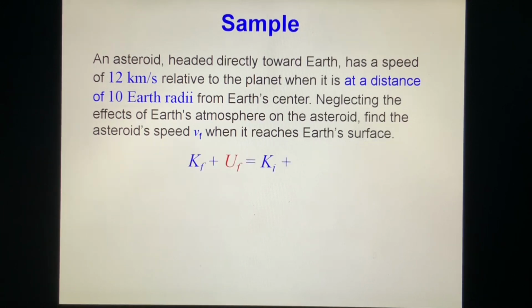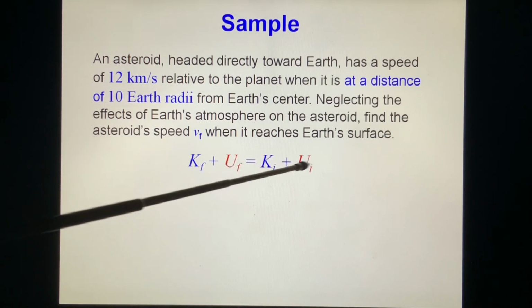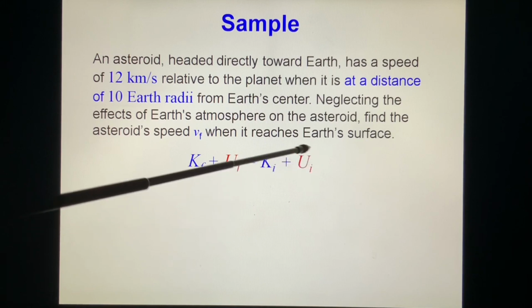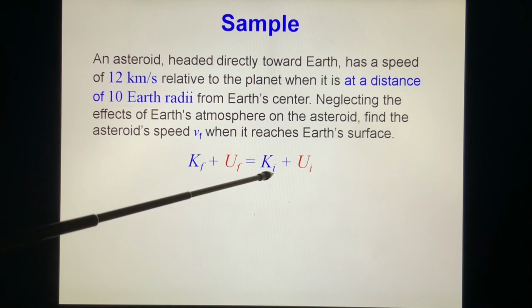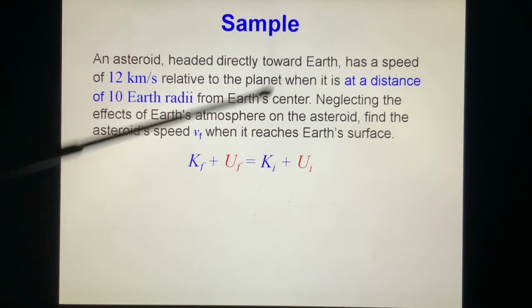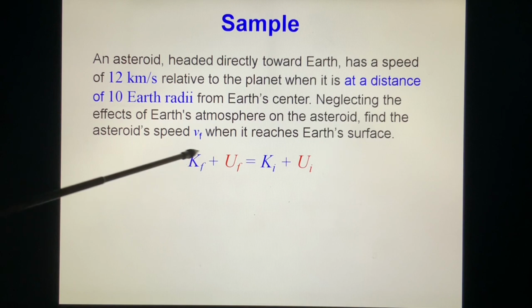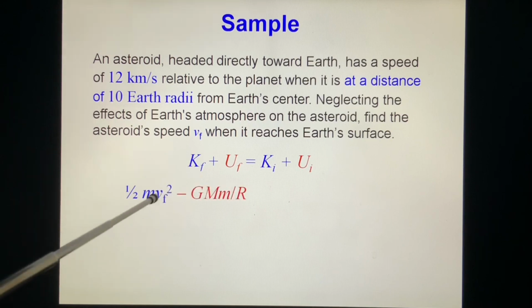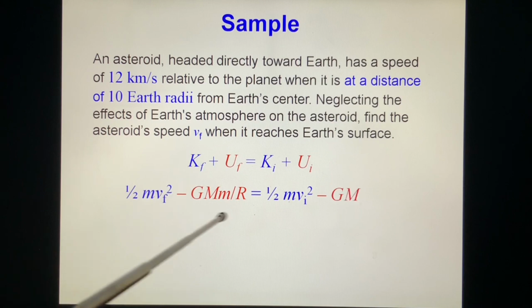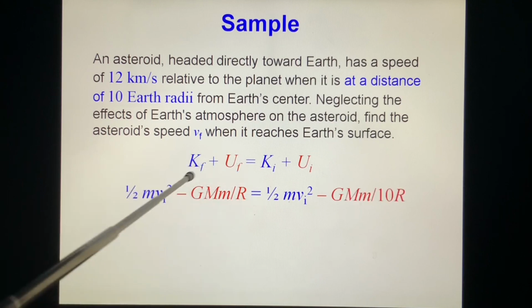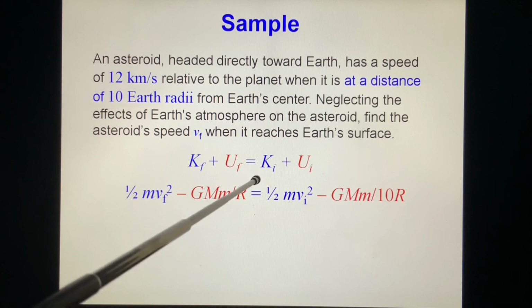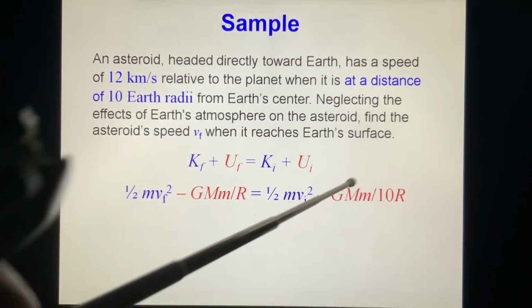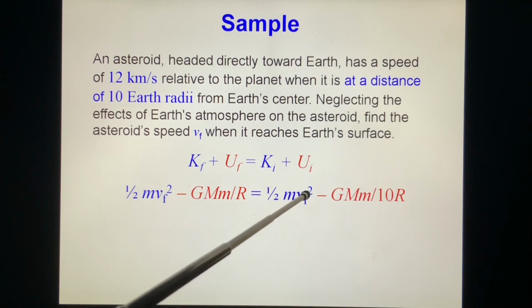Now this is a simple question. Mechanical energy is conserved. At the distance of 10 R, you have potential energy and you have velocity. And at the surface of Earth, you have U final, then you can know its kinetic energy, okay? And you can find the speed. This is half m times the final speed we want to find, plus the potential energy when you reach the Earth's surface. This equals the initial potential energy at the 10 R distance plus the initial kinetic energy.